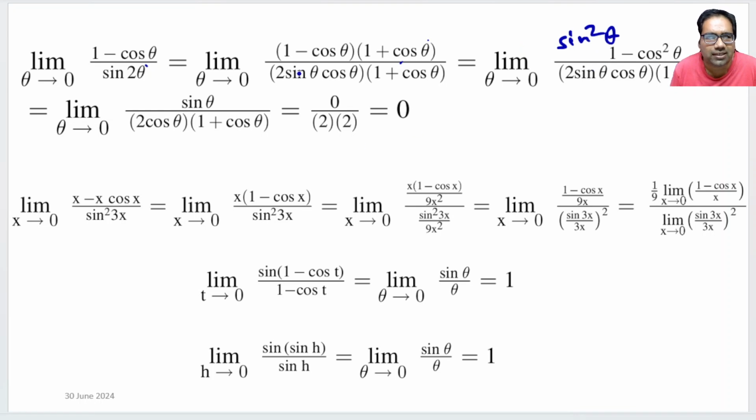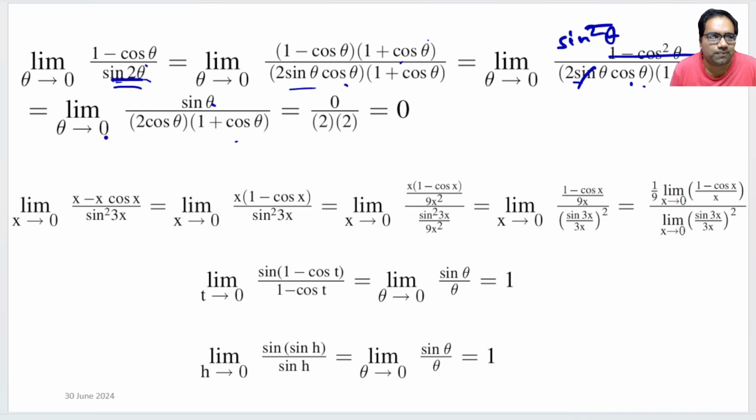And so that we want to cancel this, sin 2 theta we can write as 2 sin theta cos theta. Right, we don't want to eliminate this, some 0 in the denominator. The numerator 1 minus cos theta is also 0, but we want to take care of the sin 2 theta. So now we'll write it as numerator sin square theta and denominator 2 sin theta cos theta. This sin theta and this square will get cancelled. We will be left with sin theta by 2 cos theta into 1 plus cos theta.